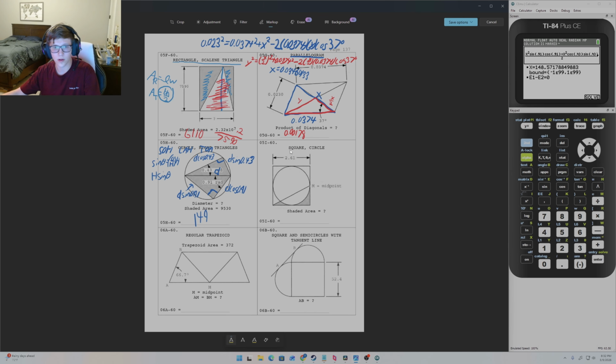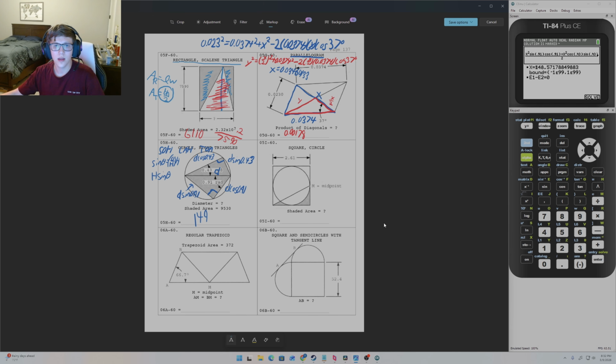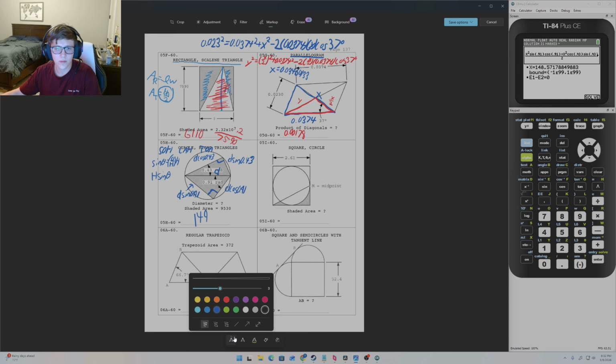I don't know if I like yellow. I'm going to use black. I haven't used black yet. Let's see how that looks. I don't really like that either. I'm kind of picky. Well, I mean, we'll go green.